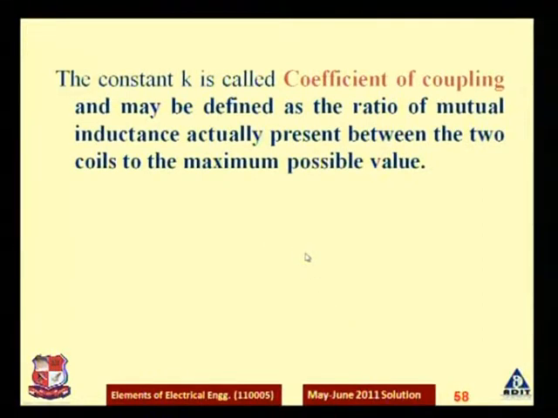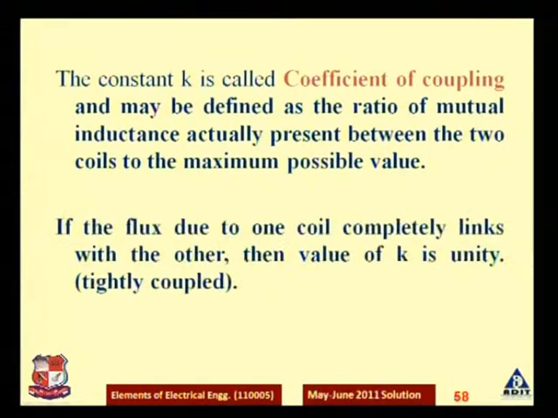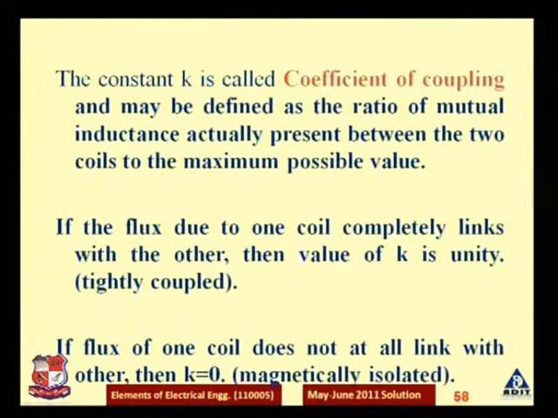So I can also define in words that the constant K is the coefficient of coupling, and it may be defined as the ratio of mutual inductance actually present between the two coils to the maximum possible value. So if the flux due to one coil completely links with the other, then the value of K will be unity. So we can say that the coils are tightly coupled to each other. If the flux of one coil does not link with the other coil, the value of K will be 0. So we can say that these two coils are magnetically isolated, or they are put far away from each other.